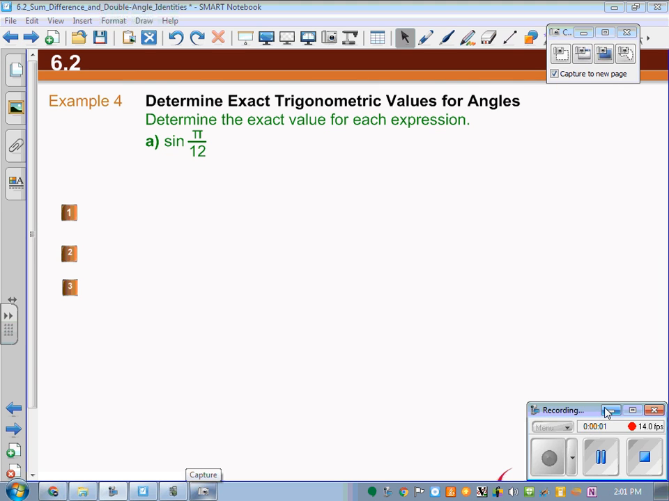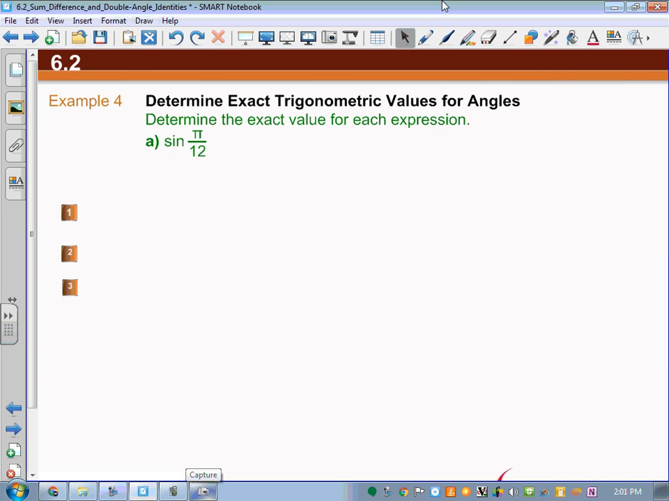Okay, this is 6.2 example 4. Students do find radians a little tricky, and part of that is if I told you that this was the sine of 15 degrees, you would probably immediately recognize that you could write 15 degrees as 45 minus 30, because that is 15. In radians, that's a little harder to see.